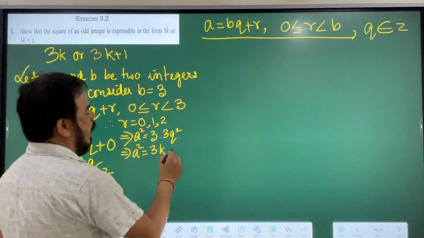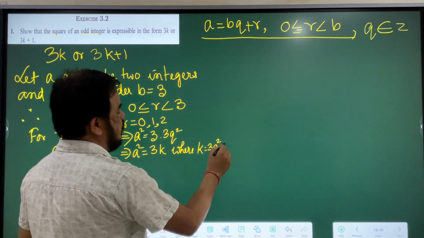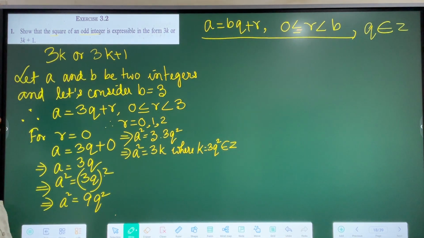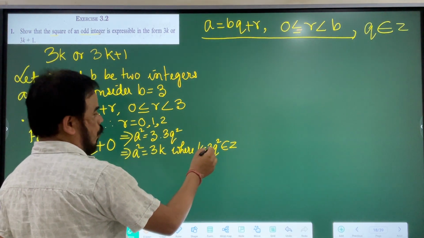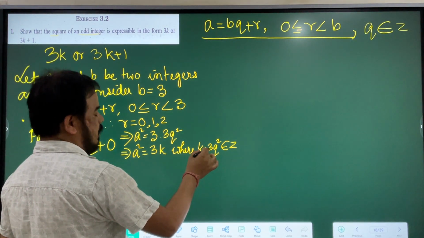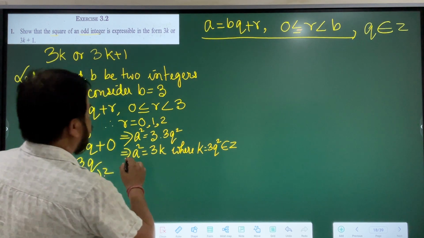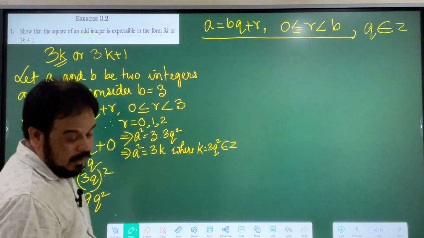What is k? k is equal to 3q square, which belongs to z. q is an integer. Any q multiplied with any number, divided by any number, added with any number, you will get an integer. So if q is present anywhere, that will belong to the integers. So a square is equal to 3k, one we have proved already.